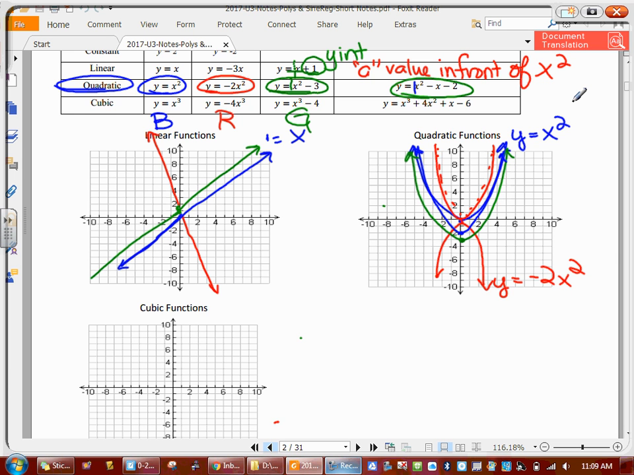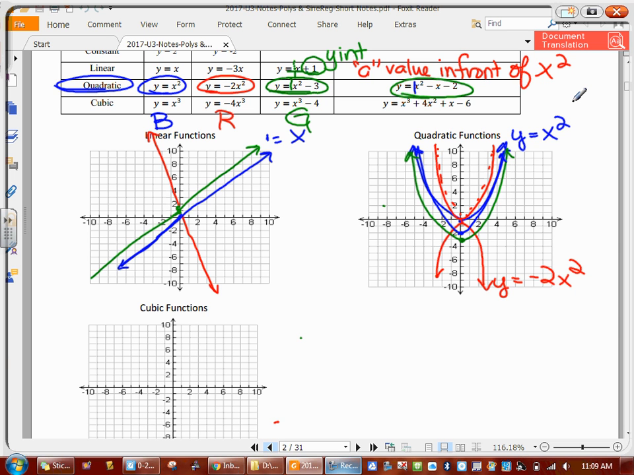Now we're going to take a look at our cubic functions. Okay, cubic functions. The thing we're going to notice about a cubic function is the highest exponent on the variable is a 3. For quadratics, your highest exponent on your variable is 2. For a linear, highest exponent on your variable is a 1. Constant, no variable. Okay? All right, here goes all the writing.